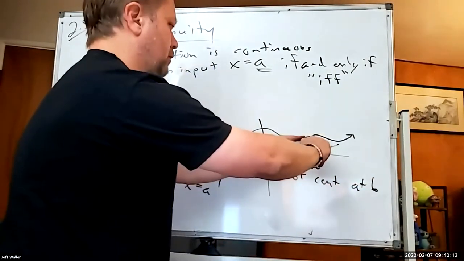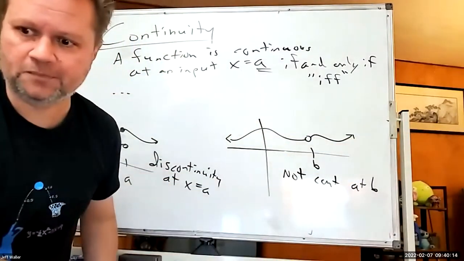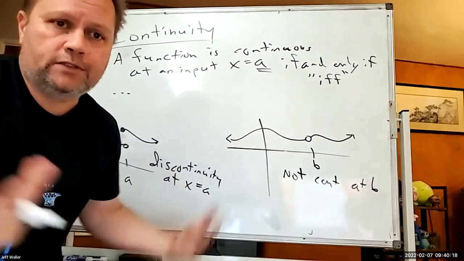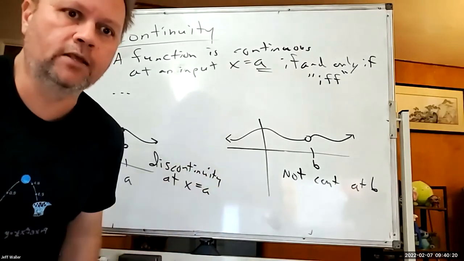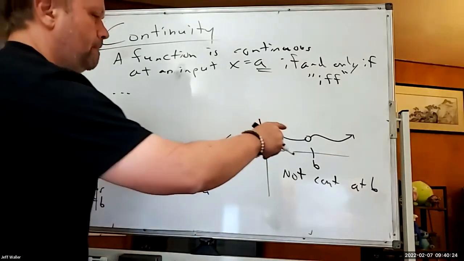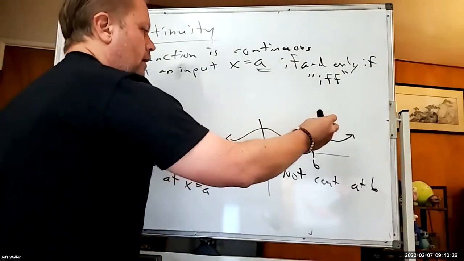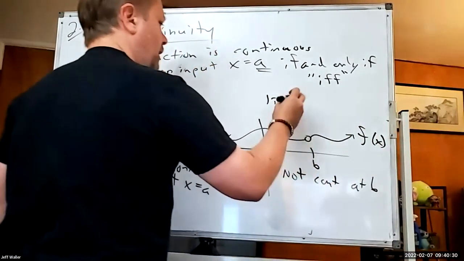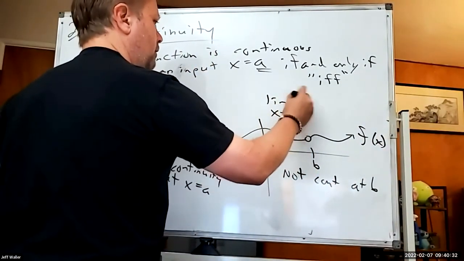Does it look like it's okay everywhere else? For one thing, yes. It looks sort of like a polynomial something everywhere else, right? Or maybe a trig function. But at B, it has a problem. What's the limit as X approaches B of f of X?